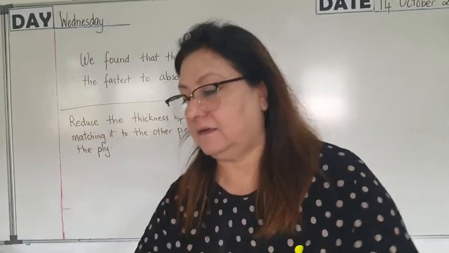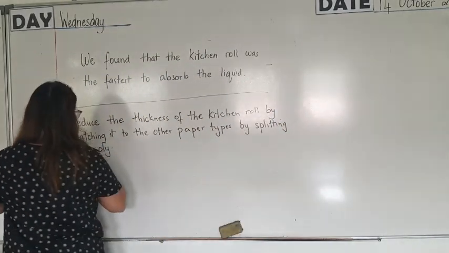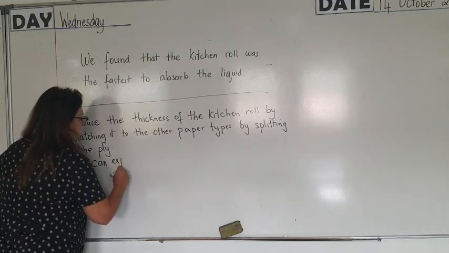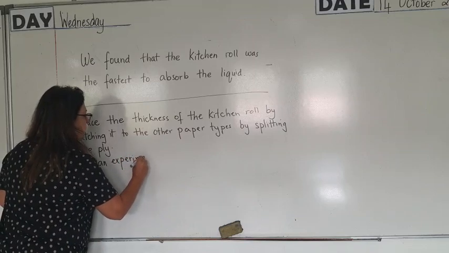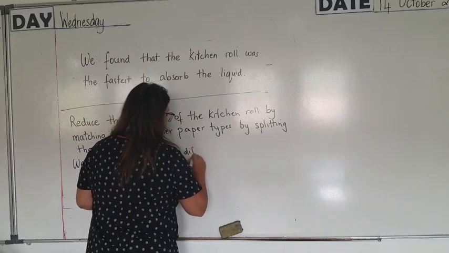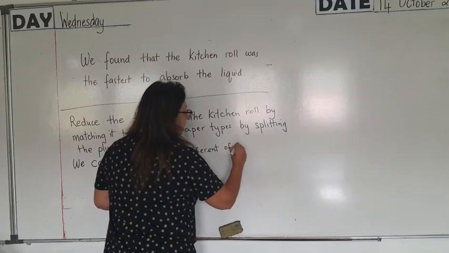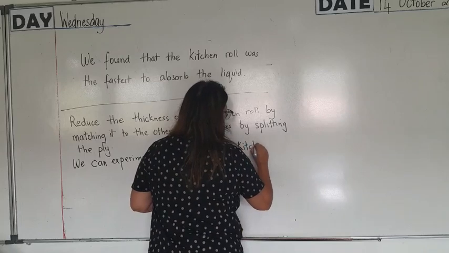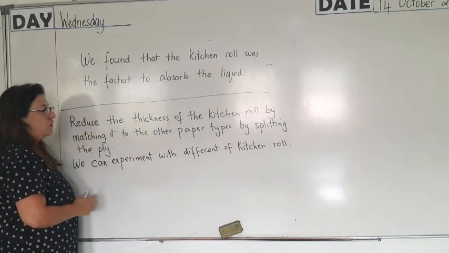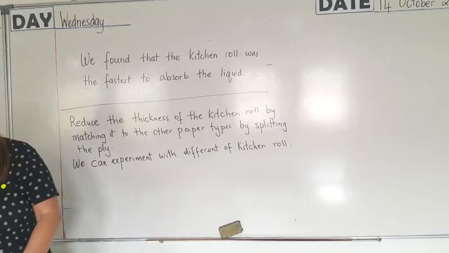The same way you can reduce the thickness by splitting the ply. Number two is we can experiment with different brands of kitchen rolls to make it fair. Currently we use the Super Soak, but to make the test fair, we can use different brands of kitchen roll instead of Super Soak.